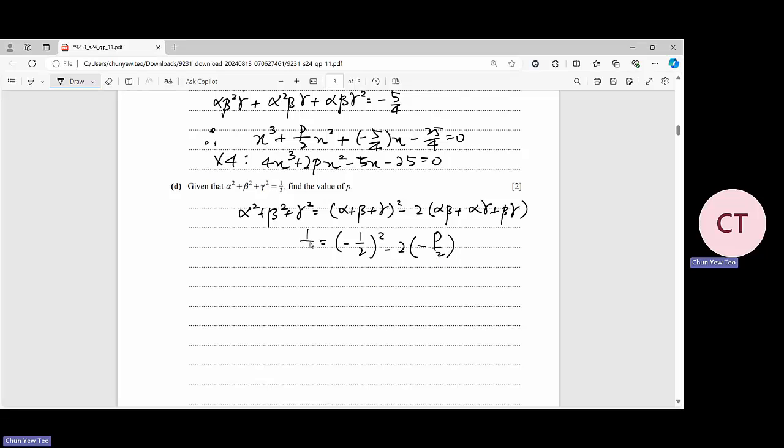They are giving you that this is 1 over 3. So just join together. You have p equal to 1 over 3 minus 1 over 4. So the answer for p will be 1 over 12. Just like that, done. That will be the answer for question number 1.